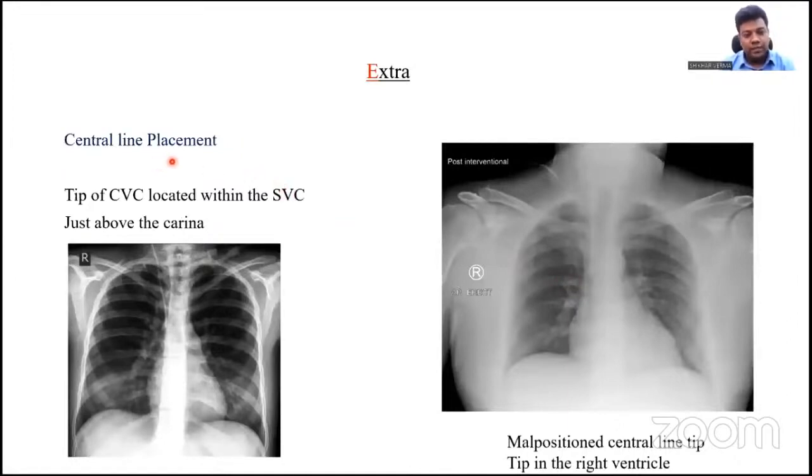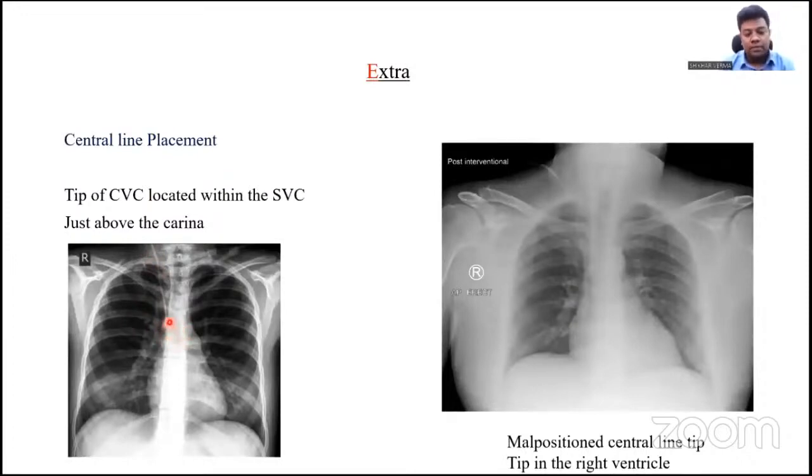We must be aware that after the central line is placed, we always ask to get a chest X-ray done. Chest X-ray is done to localize the tip of the central line. This is the central line which is inserted by the IJV route, and this is where the tip of the central line is present. It is normally present near the carina region.